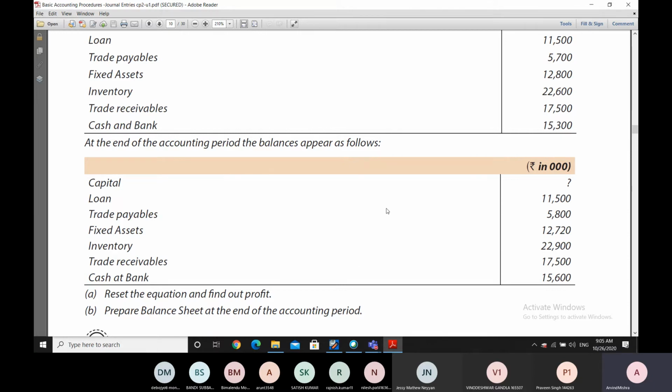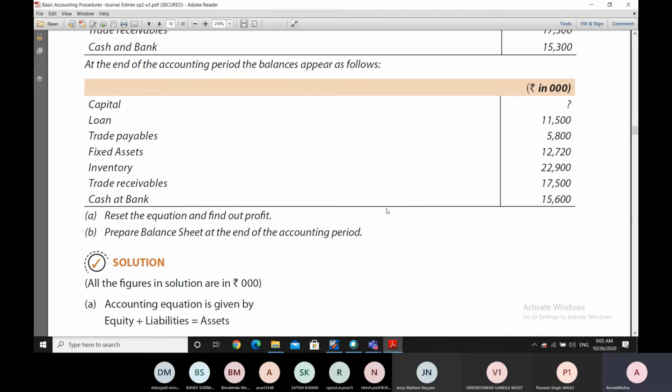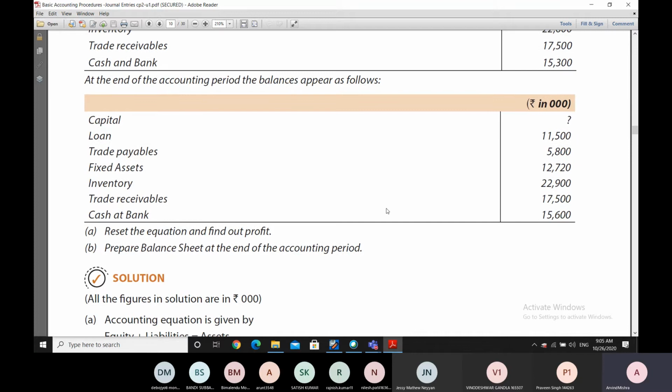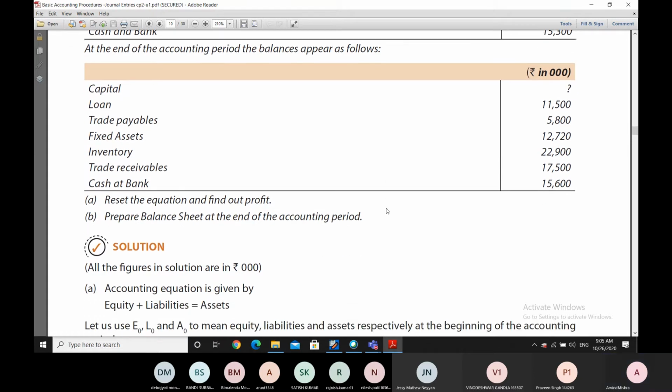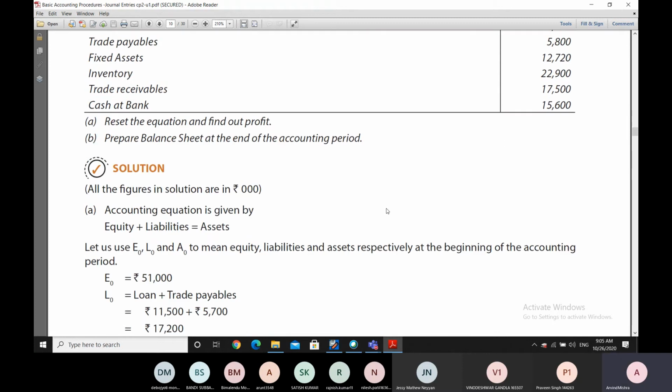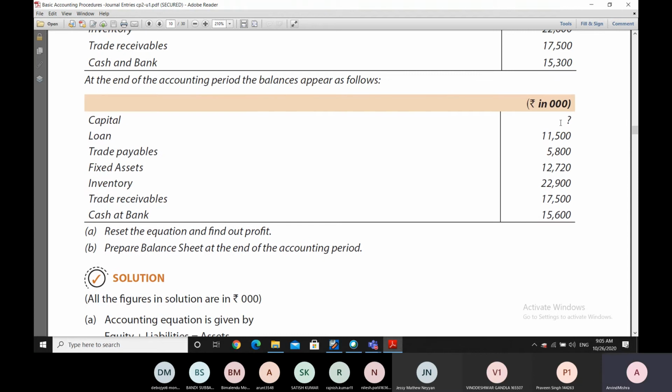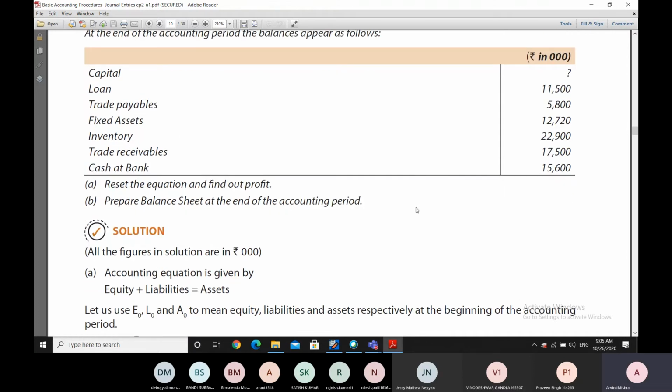So a balance sheet is always prepared at the end of the accounting period. And when we prepare a balance sheet, we put the assets on the right side and we put the capital and the liabilities on the left side. So here, we don't know the end of the year capital. We have to find the end of the year capital. So the end of the year capital can be found out if we reduce the liabilities from the assets.